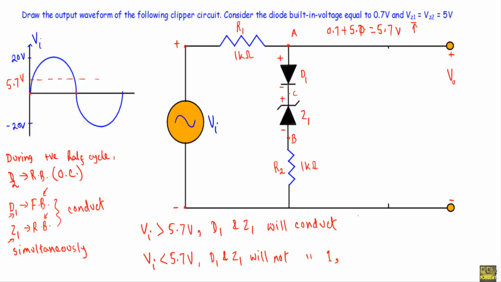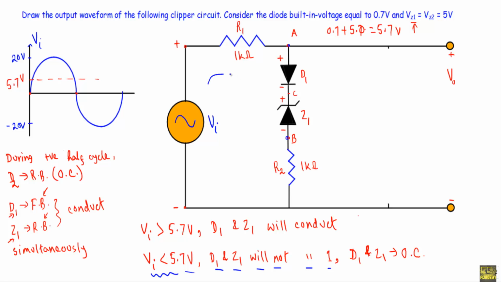As they will not conduct any current, that means the diode D1 and Z1 will act like an open circuit, because we know there is no current flow in an open circuit. So let me consider the two cases. When Vi is less than 5.7 volt, we will not get sufficient voltage to drive the diode D1 in forward bias and Zener diode Z1 in Zener breakdown region. Therefore, D1 and Z1 will not conduct any current.